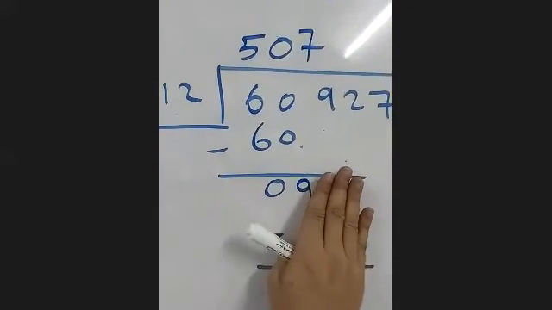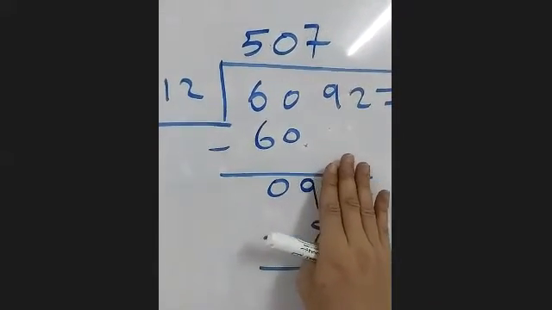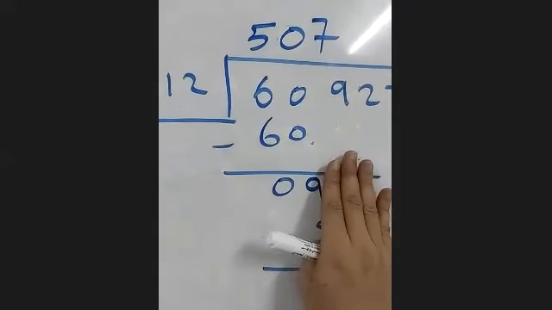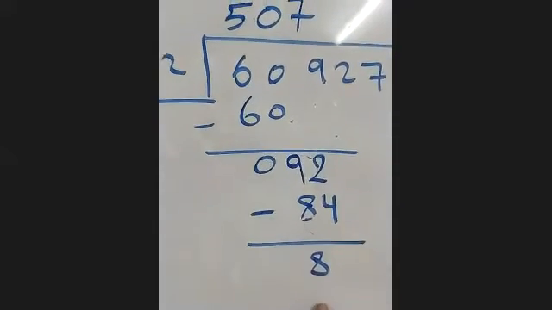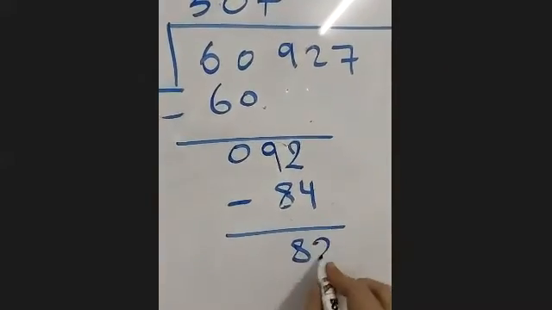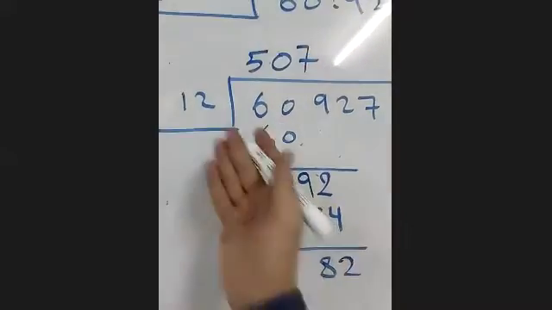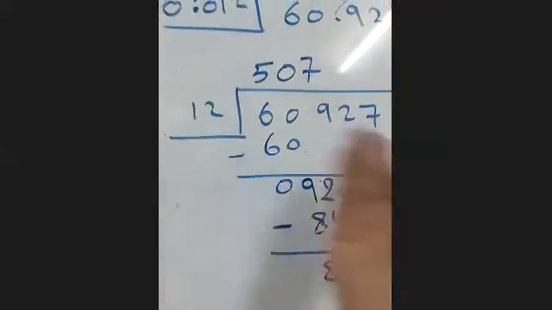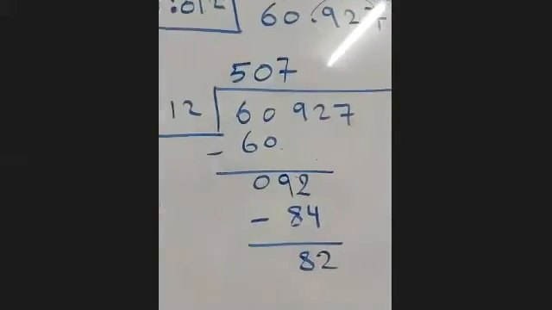Here, guys, it was 0. When I got the 9, it was still less. That's why I put the 0 in the quotient. Here, my remainder is 8. So when I bring the 2, I take a look. 82 and 12. 82 is bigger than 12. No need to put 0 in the quotient here.